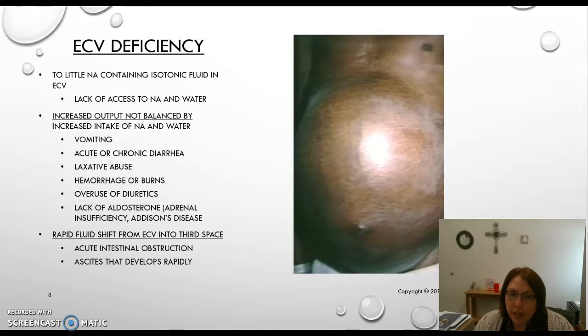People that overuse diuretics, and some people you're going to find that have certain types of disease processes such as Addison's disease and adrenal insufficiencies will have more output. They will not be able to maintain that balance. We can also have a rapid shift from extracellular volume into the third space. So if somebody has an acute intestinal obstruction, then ascites can occur and develop rapidly. And if you look with this particular person, the ascites is caused from a liver blockage, where we no longer have that circulation and that ability to distribute the fluid and filter the fluid like we should.